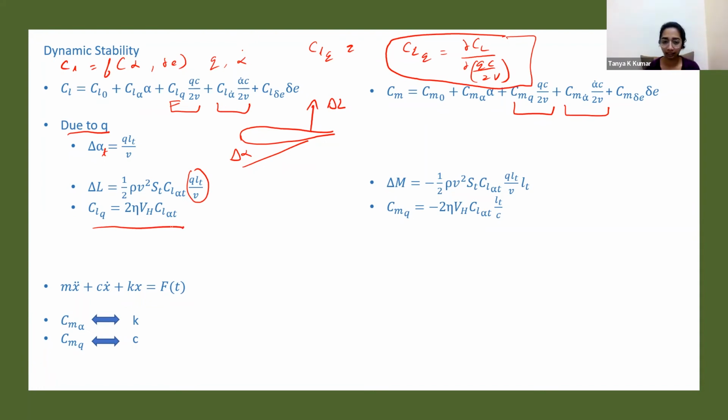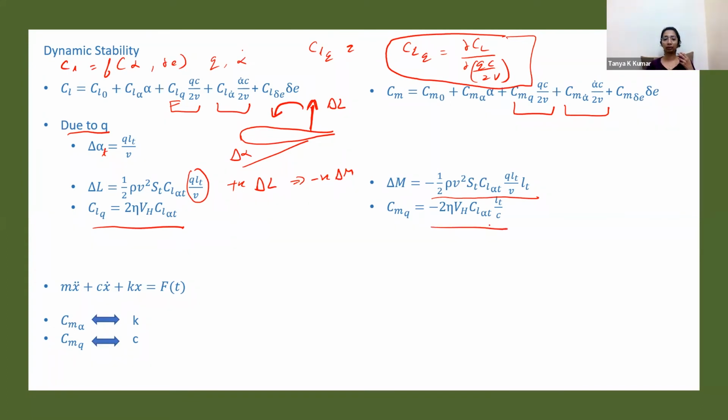We do a similar analysis for the moment. So when you have a change in lift at the tail, you have a change in the pitching moment. That change in pitching moment is given by this equation. There is a negative sign because a positive delta L produces a nose down moment. So positive delta L produces a negative delta M. So this M has to be negative. That's why you have a negative value there. Similarly, you find out CMQ, and that is this value.